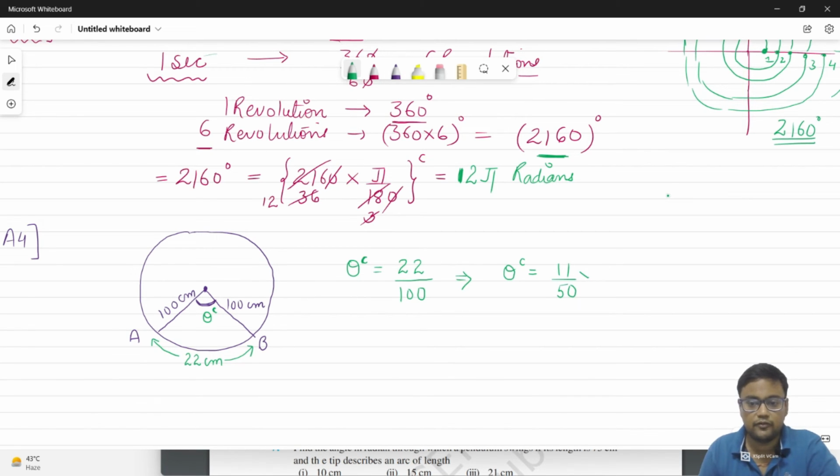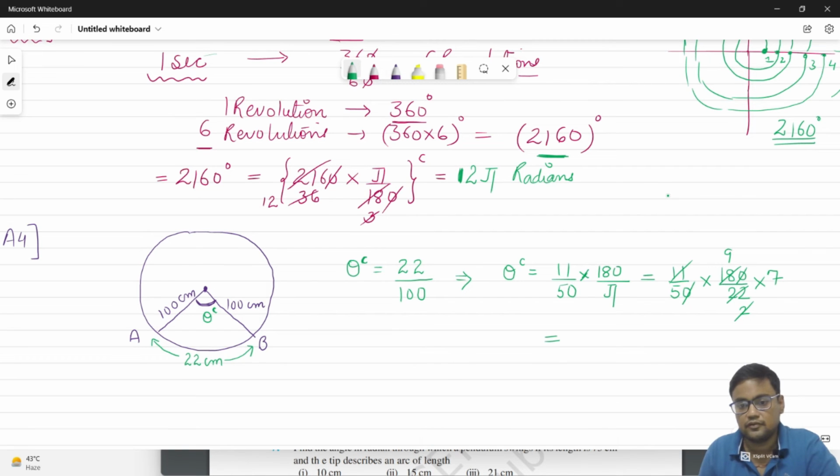To convert it into degrees, we have to multiply the value by 180 by pi. So 11/50 into 180 over 22 into 7. 7 goes on the top. I hope this is understood. 11 2s are 22, 9s are.